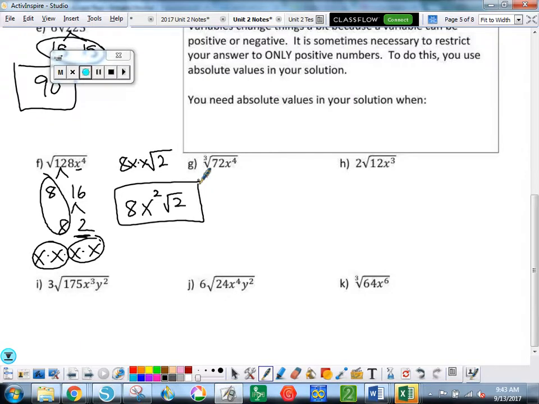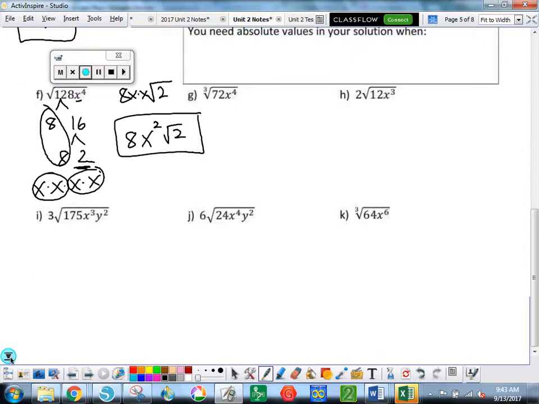I'm going to skip part G for just a second. Let's look at part H. On part H, I've got the 12, which is 4 and 3, 2 and 2. The group of 2's come out. The loner 3 stays in. So what am I going to write on the outside? Group of 2's combined with that 2 to make a what? A 4. And then the loner 3 stays in.